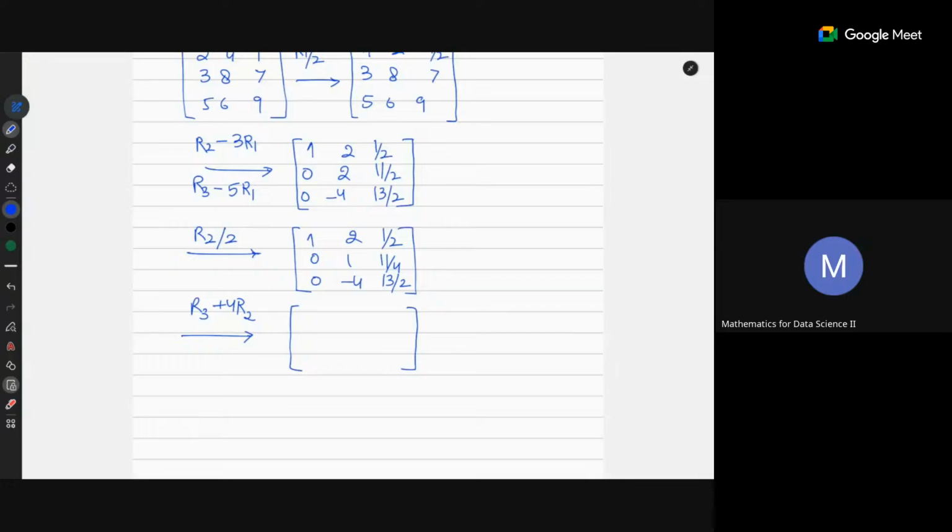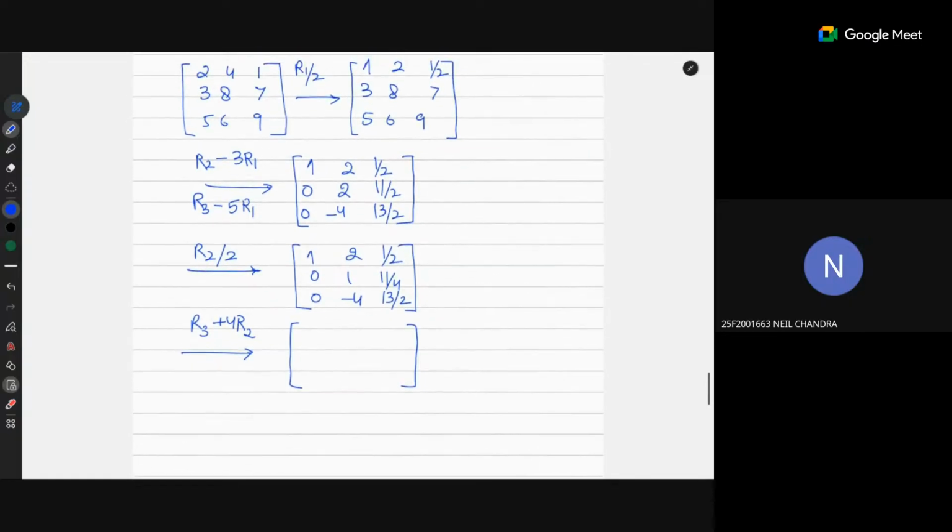So to be on the safe side, every row operation we will perform in a separate step. Is that allowed? Yes, yeah, you can do that.